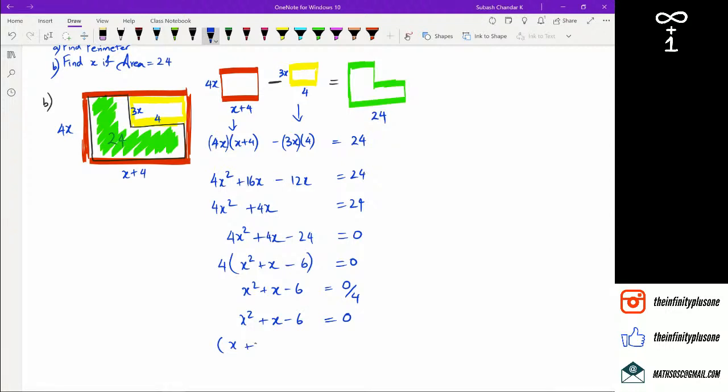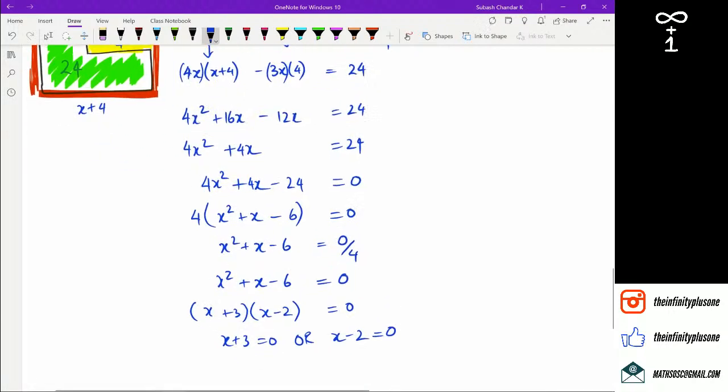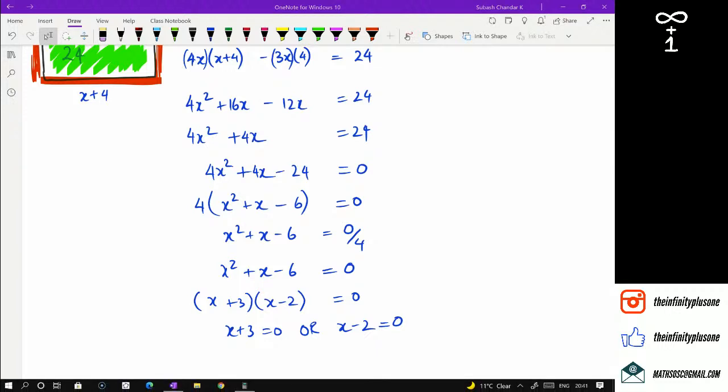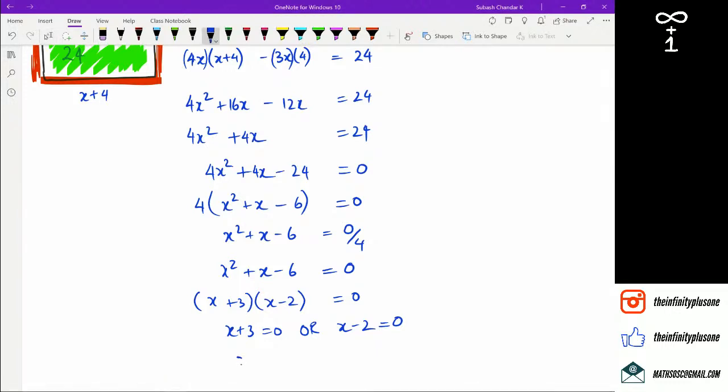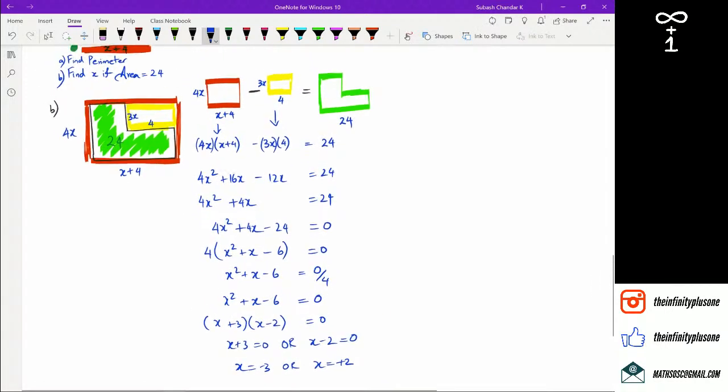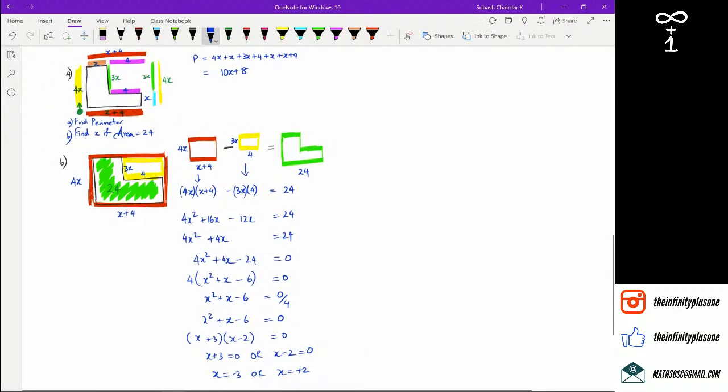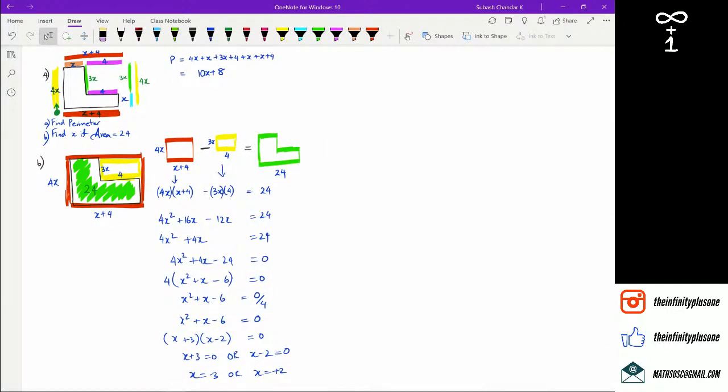So here I've got x plus 3, x minus 2 equals 0. And I can say that x plus 3 equals 0 or x minus 2 equals 0. And what we have is x is equal to minus 3 or x is equal to plus 2. It's really important that, in this case, we say that x is equal to plus 2, as x can't be negative.